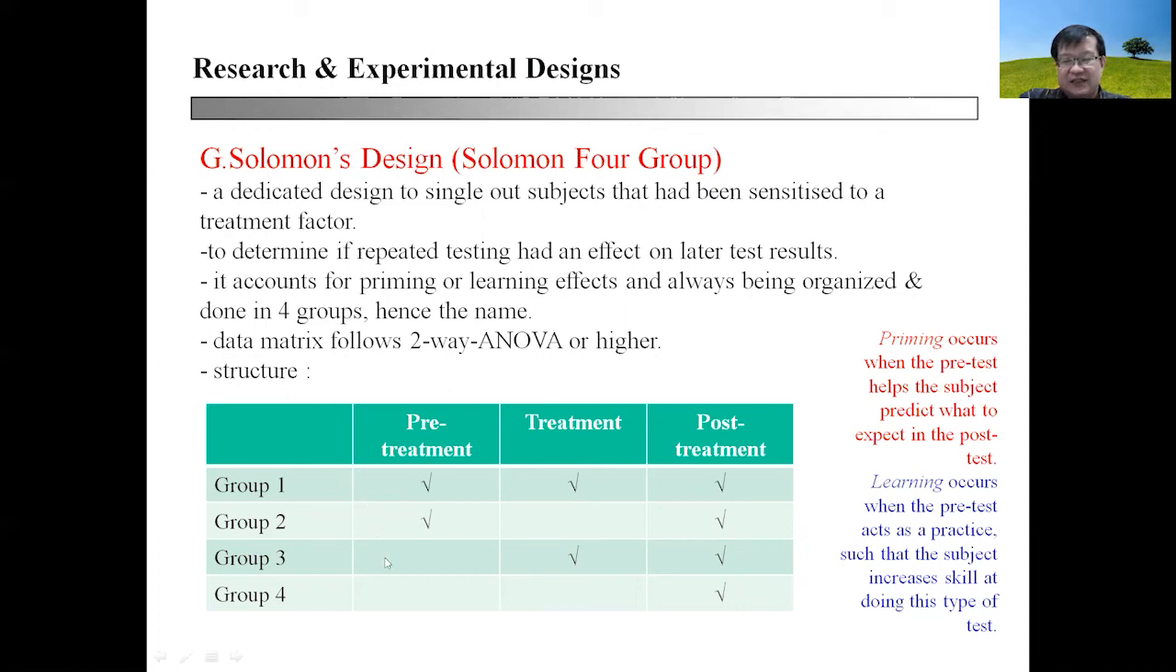Solomon's 4, as the name implies, will require you to introduce a pre-treatment group into the mix. So as you can see, if you only have 2 treatment groups, you need to introduce 2 more treatment groups that contain pre-treatment, making the overall total at least 4 groups. So you can imagine if you have 3 groups, 4 groups, that will mean at least doubling of the Solomon's design. And in this case, since you are introducing a pre-treatment factor or a priming factor, the data matrix also follows that of a two-way ANOVA in SPSS.